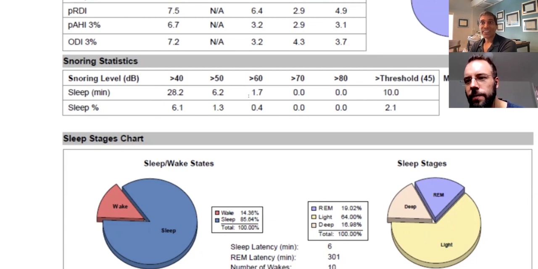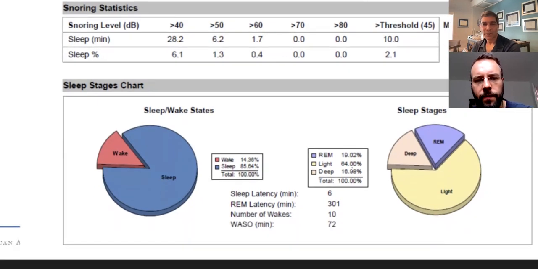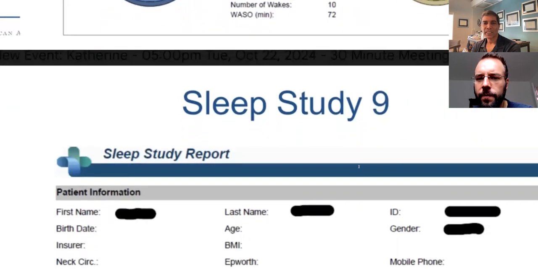And so, anyway, just Bernoulli's principle. And so, above 60, 1.7 minutes. So you get the idea. If it's just a few minutes above 60, big deal. Not a lot of snoring, right? And then deep sleep was good. REM sleep was a little bit low. 20 to 25 is normal. So, still, lower end of normal numbers.